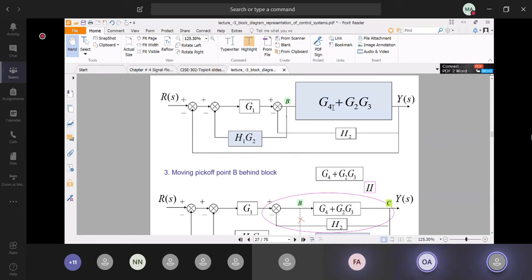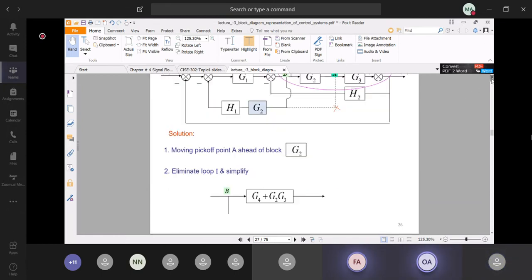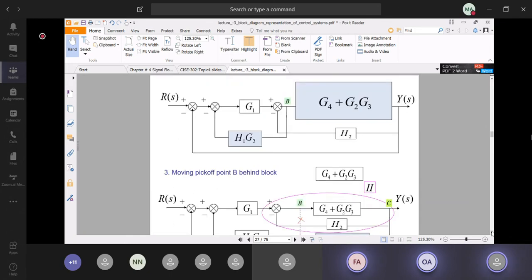But what do we have here? A feedback loop, maybe? We should first eliminate the summation, or we have a feedback. You have here a feedback loop, this block with H2. But the problem is you have this pickup point at B. And you also have another loop here, G1 and H1, G2. But the problem is you have this summation.